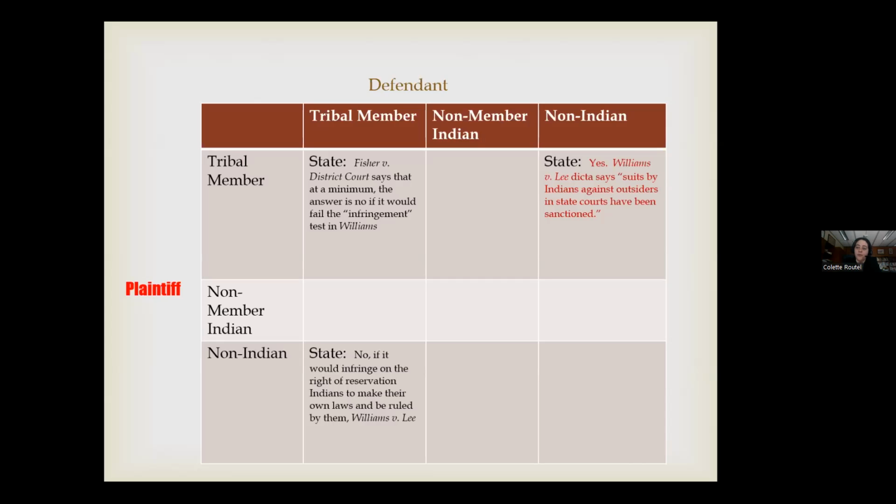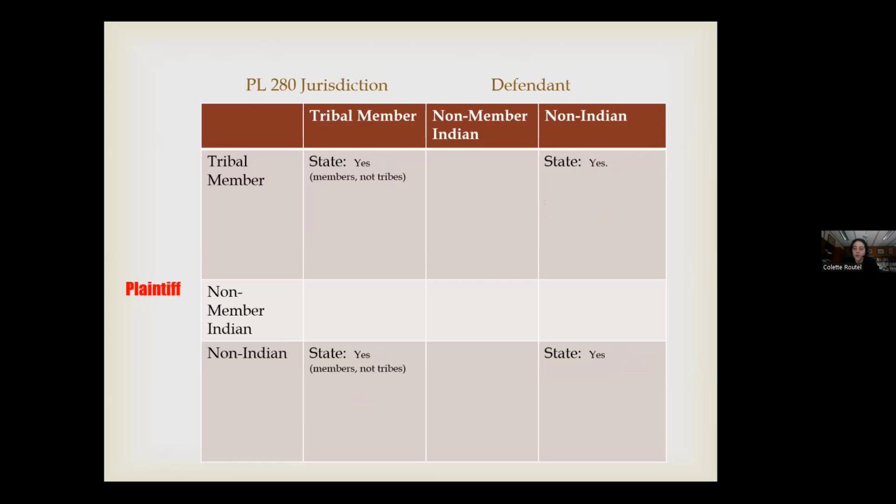Because as you can see there from the dicta, suits by Indians against outsiders in state courts have been sanctioned. The court is focused, as you can tell here, on who the defendant is. If the defendant's a tribal member, it should be in tribal court. If the defendant is a non-Indian, the court has decided in both cases that state court is an appropriate forum.